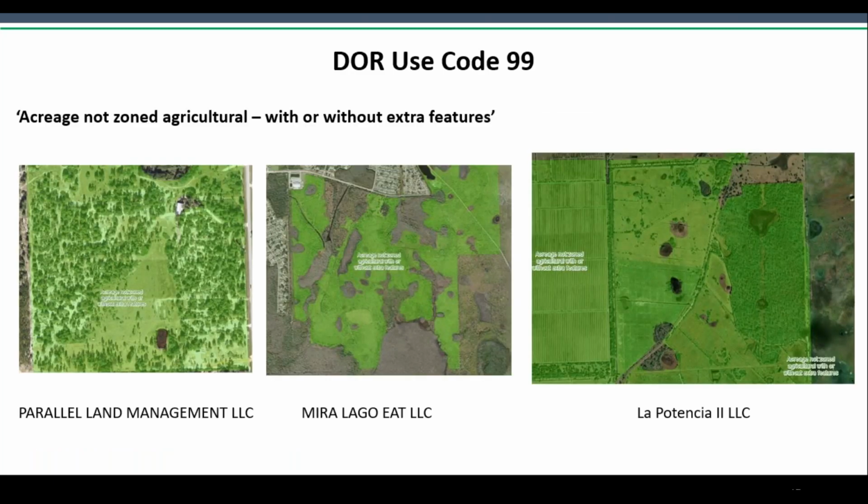Parcels that have a DOR use code of 99 have a land use description of acreage not zoned agricultural with or without extra features. These parcels are often vacant, and through the responses that we've gathered so far from DEP's mail-out efforts, these parcels have been found not to be utilized for agriculture. So on the slides, you can just see some examples of properties that fell in this use code.